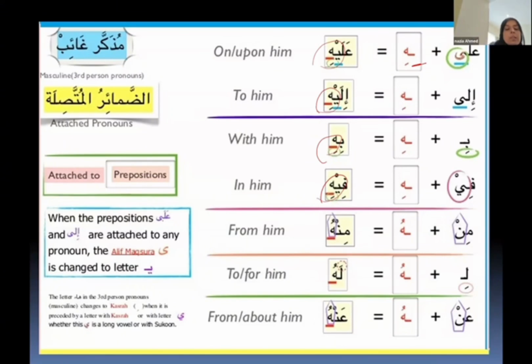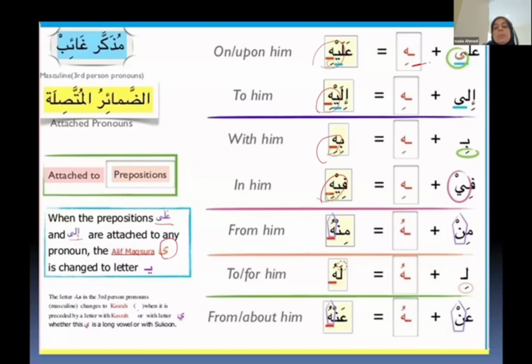So when the prepositions ala and ila are attached to any pronoun, the alif maksura, this ya, is changed to letter ya. Okay? You will see here anyway. So here we go now. Ala, what is alif maksura? I hope you all know alif maksura, the small alif. Alif maksura, if you have done tajweed. It comes from the word kasar. Kasar means shortened.